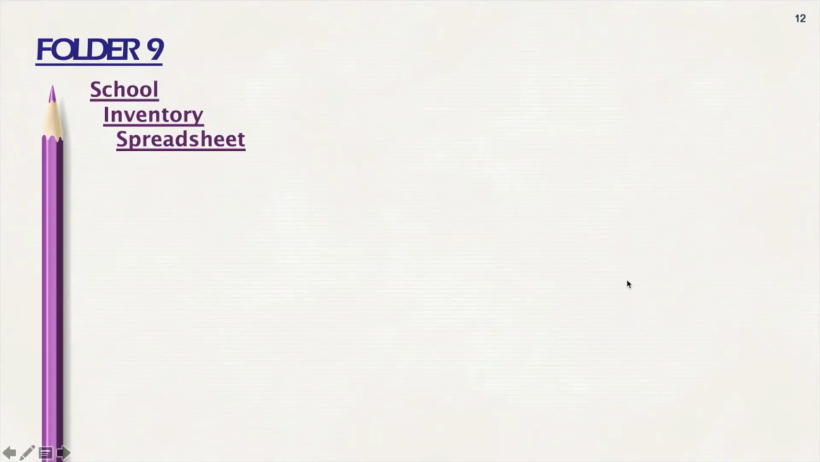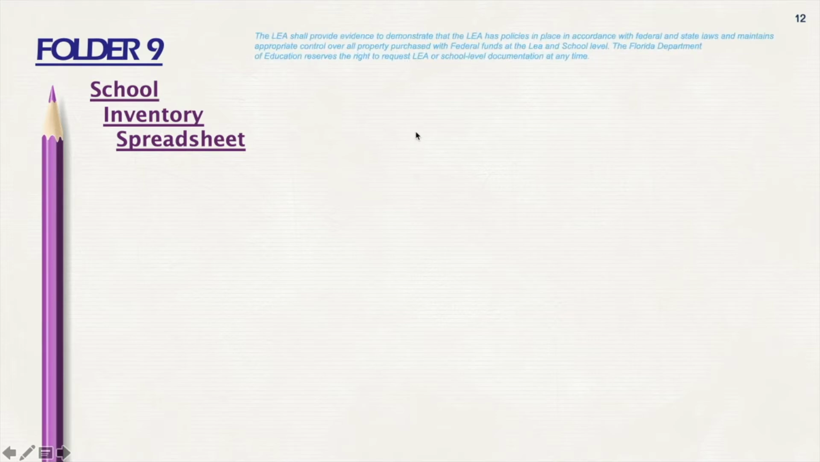All right, last folder. This folder 9 is the school inventory spreadsheet. The LEA shall provide evidence to demonstrate that the LEA has policies in place in accordance with federal and state laws and maintains appropriate control over all property purchased with federal funds at the LEA and school level. The Florida Department of Education reserves the right to request LEA or school level documentation at any time. You have a person designated at your school site that is the keeper of your inventory spreadsheet, and we have protocols in place and a wonderful staff member to support that.